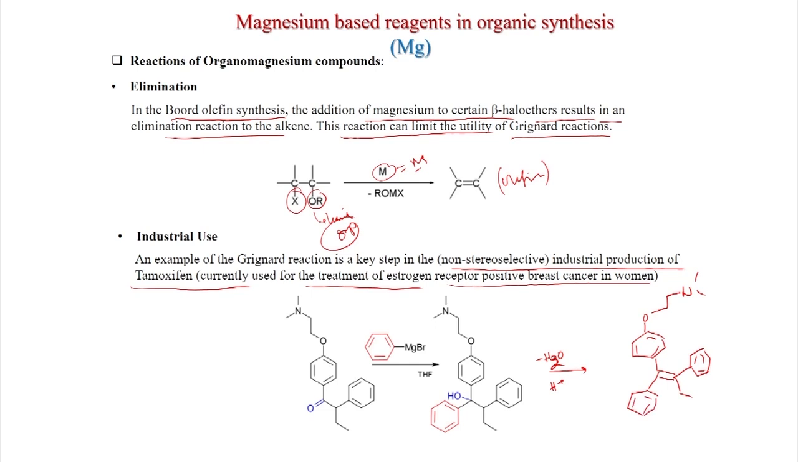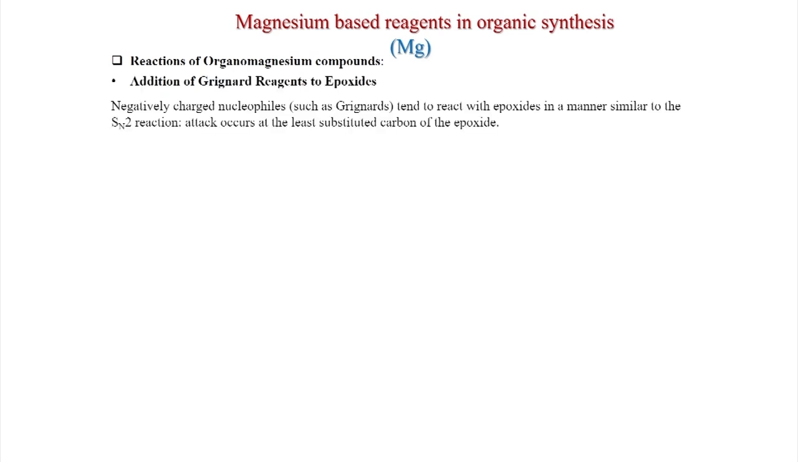So, this is very important, this compound, this is tamoxifen, a tetra substituted olefin. This olefin, tamoxifen, can be prepared easily if you add Grignard phenyl magnesium bromide to this ketone, followed by acid treatment with the elimination of water. Addition of Grignard reagents to epoxide, we already discussed this.